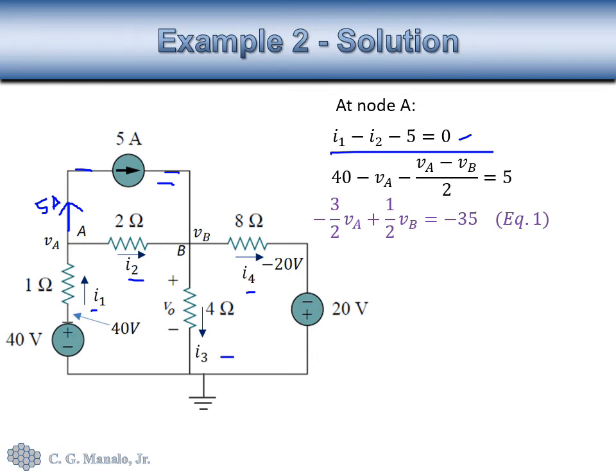And then I sub 1 can be replaced by 40 minus VA divided by 1. So this is I sub 1 here. And I sub 2 is VA minus VB divided by 2. Here, we transfer the 5 to the other side of the equation, and simplifying this one, we should get this equation 1.